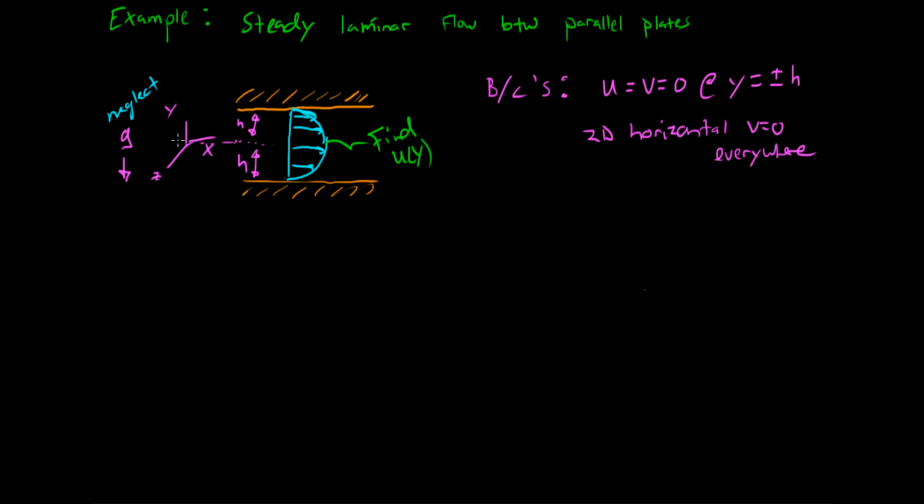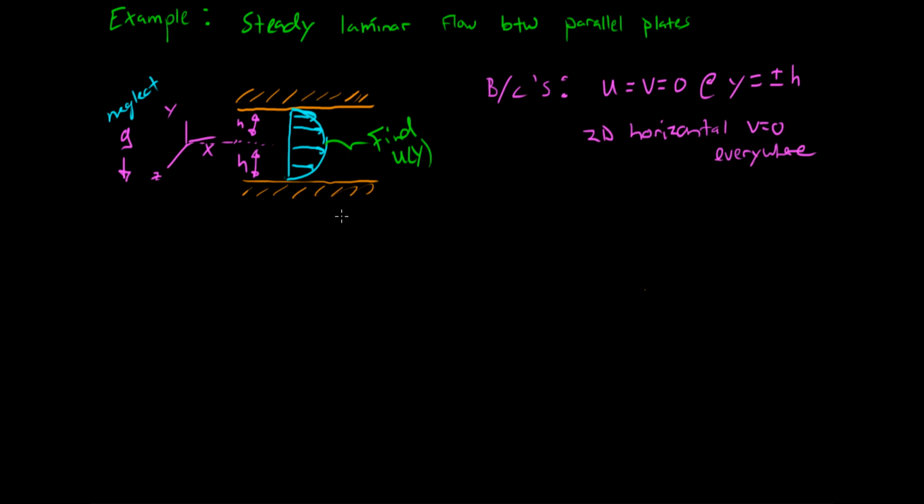We're going to define a coordinate system in the middle, so y goes up and down, z goes into the page, x is horizontal. Gravity would act downward, but we're going to neglect it. And we have some boundary conditions that are interesting, right? The no-slip condition tells us that the velocity at the surfaces is equal to 0. So u and v are both 0 at y equals plus or minus h. And because this is a 2D horizontal flow, the v, the y direction velocity, is 0 everywhere.